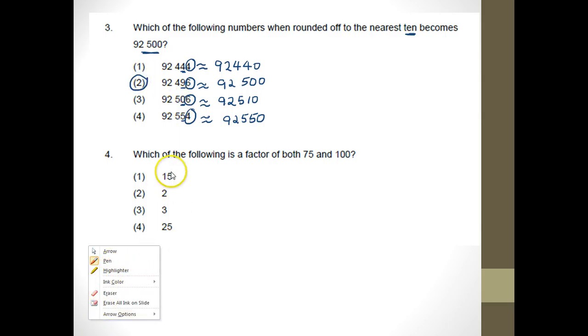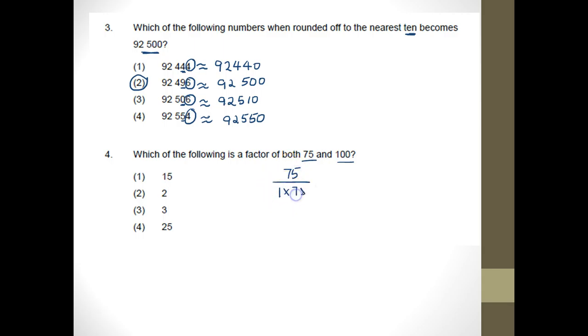Question 4. Which of the following is a factor of both 75 and 100? Okay, so let's look at the factors. We write factors as this: 1 times 75. 75 cannot divide by 2, but 75 can divide by 3, 3 times 25, cannot be divided by 4, but by 5 is 5 times 15. Factors of 100: 1 times 100, 2 times 50, cannot be divided by 3, 4 times 25, and 5 times 20.